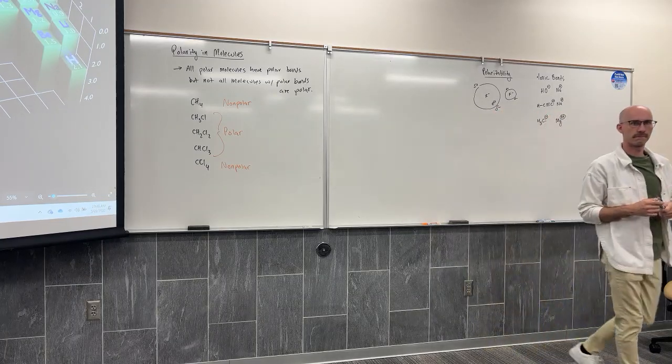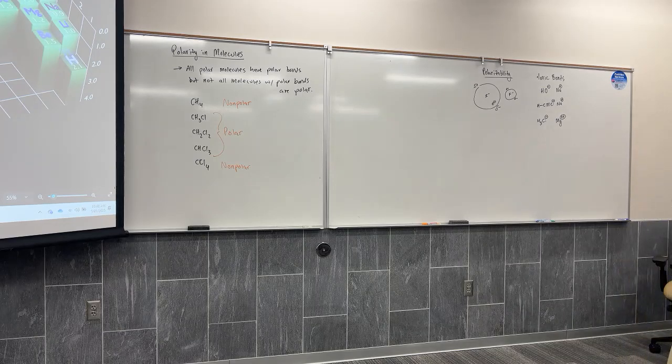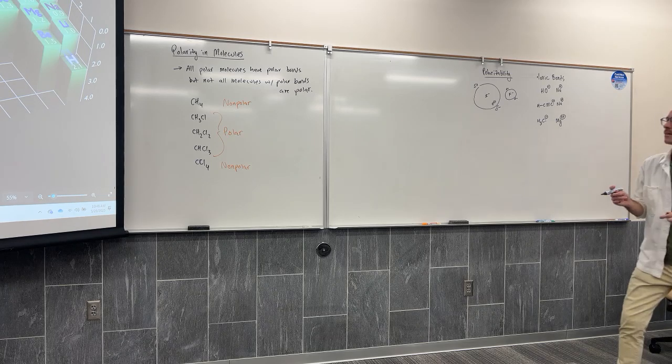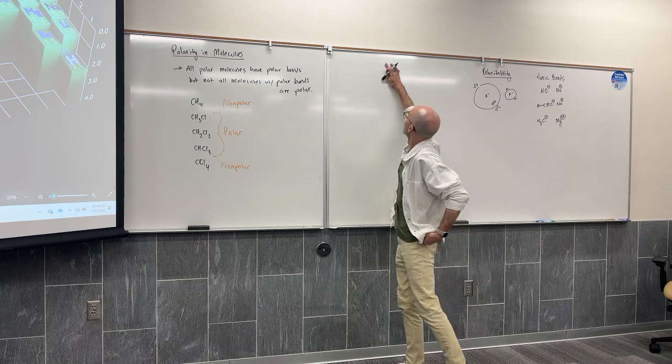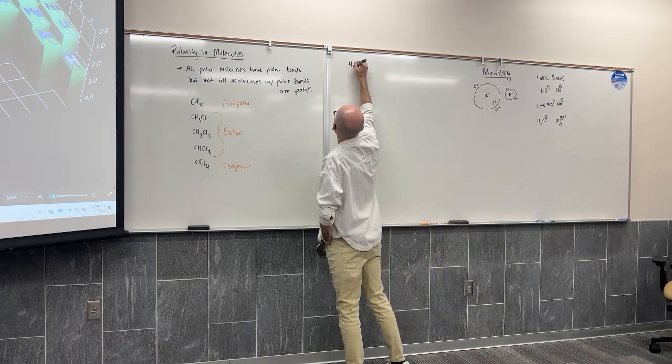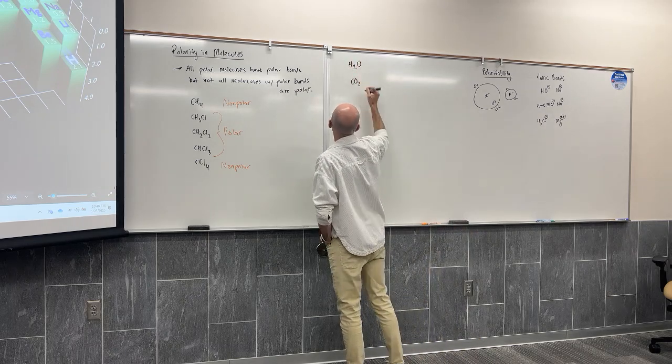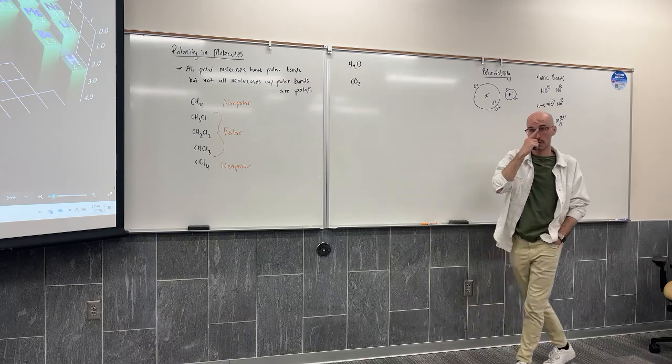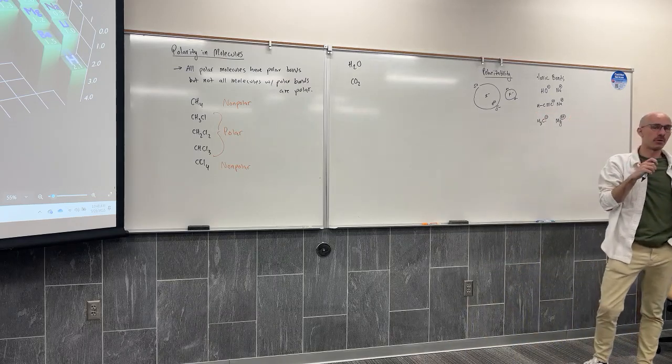Jamie? Would H2O versus CO2 be a good example? Yeah, that is a good example. Because the lone pair of oxygen is going to push down the hydrogens, making it so the partial positive charges don't cancel out. Absolutely. So you've got this idea that CO2 has polar bonds, but it's not a polar molecule.